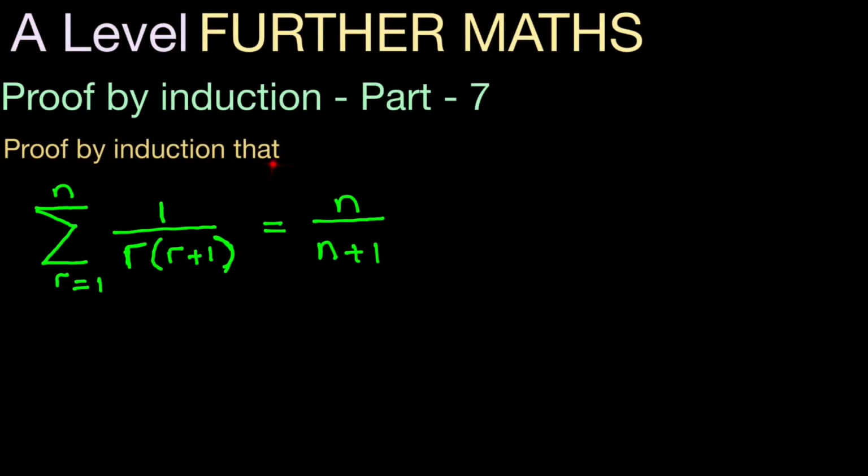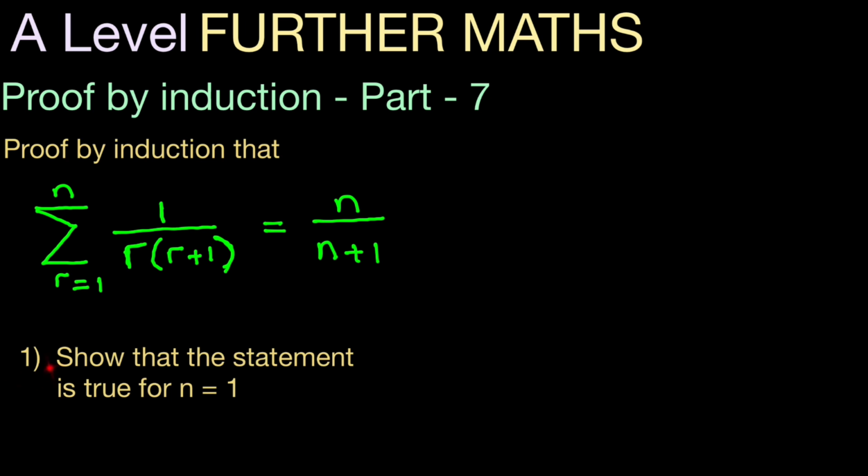Prove by induction that the sum of 1 over r times r plus 1 is equal to n over n plus 1, if r starts from 1 all the way to n. Well, to do that, we need to do the proof by induction. Step 1: we need to show that the statement is true for n equals 1. And to do that, we have to look at the left-hand side and the right-hand side.